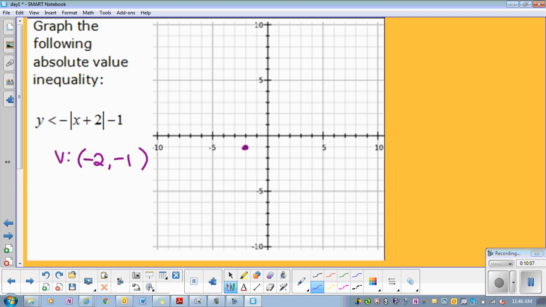And then think about the transformations that happen to your parent function. Left 2, down 1, and then it reflects. And there's no stretching or compressing, so really, here's where we are. And like I said, you can easily also put this into the calculator. All right? Good. I see everyone working. Looks good.